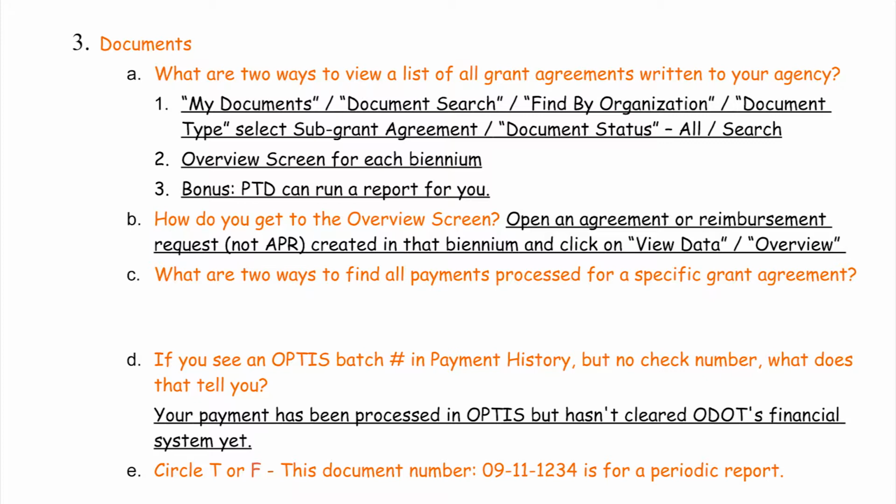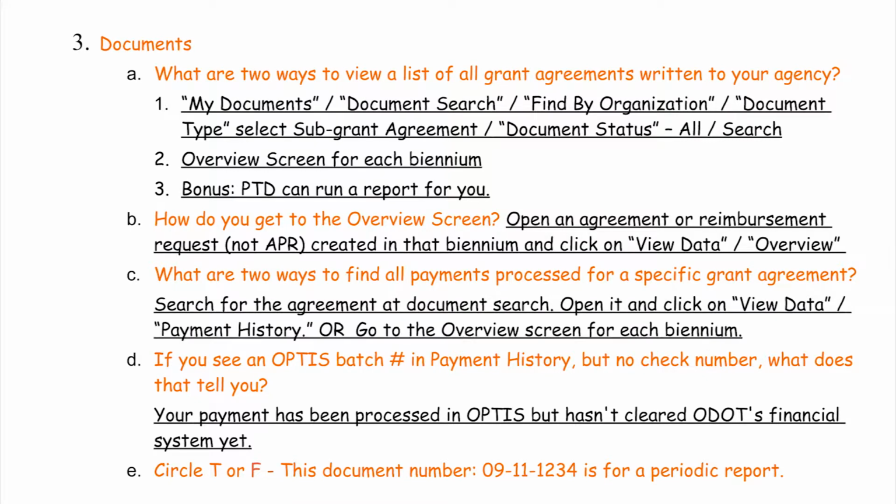What are 2 ways to find all payments processed for a specific grant agreement? Payment history, under view data. Exactly. What was the second one? You open view data, payment history. Right, but that's one way. That's one way, but there were more. The second one is you can go to the overview screen.